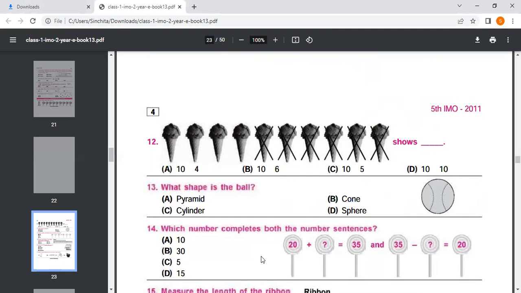What is the question? This is the question, beta. This ice cream shows dash. Which equation shows this number of ice creams? See how many ice creams are there in total and how many ice creams are cancelled.